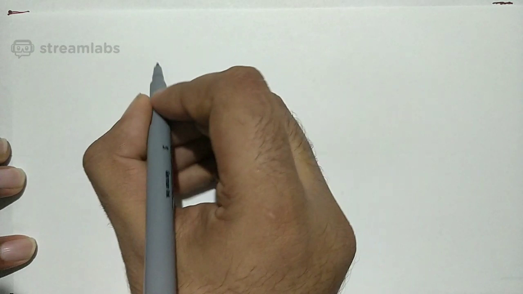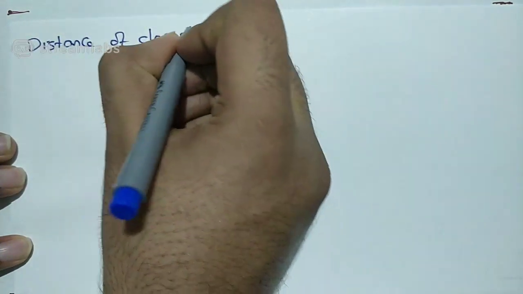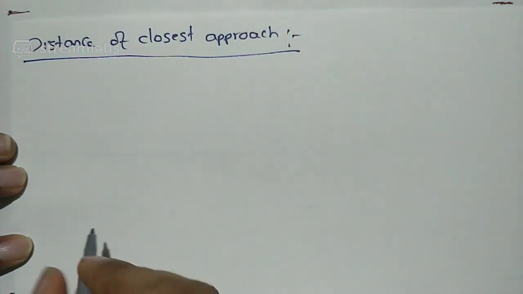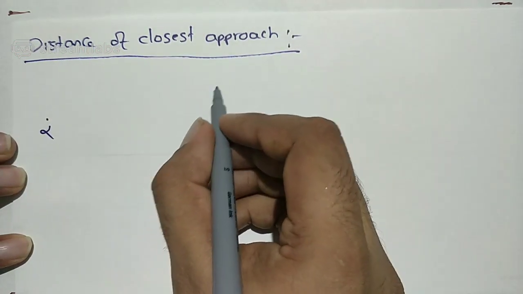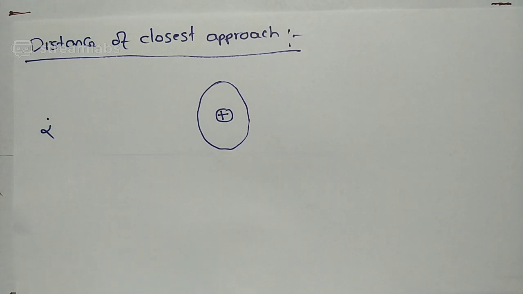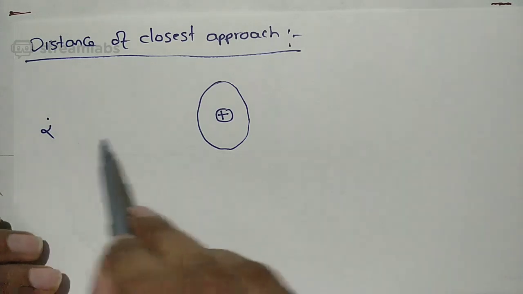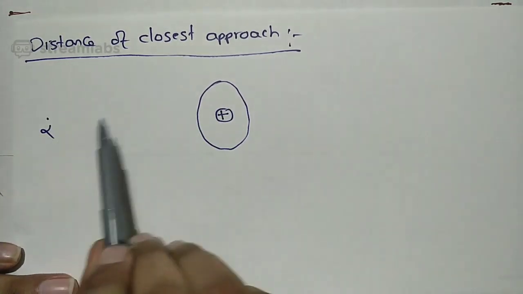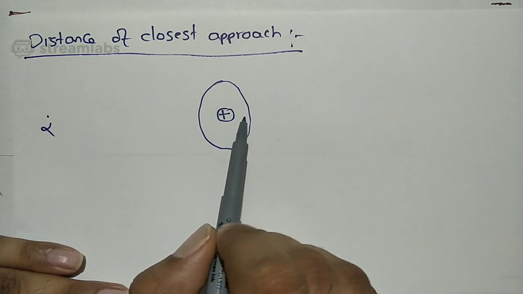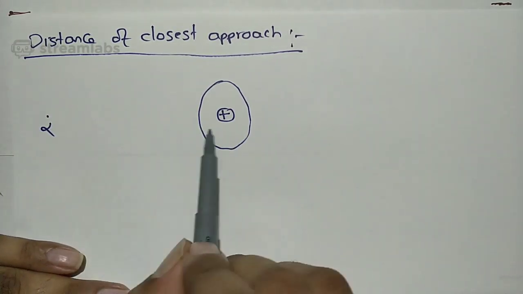So dear students, one more point you need to remember is the distance of closest approach. So here is the alpha particle, the nucleus. Now imagine this alpha particle and nucleus are at infinite separation. When the distance becomes infinity, there is no interaction between the alpha particle and the nucleus. When there is no interaction, there is no force between them.